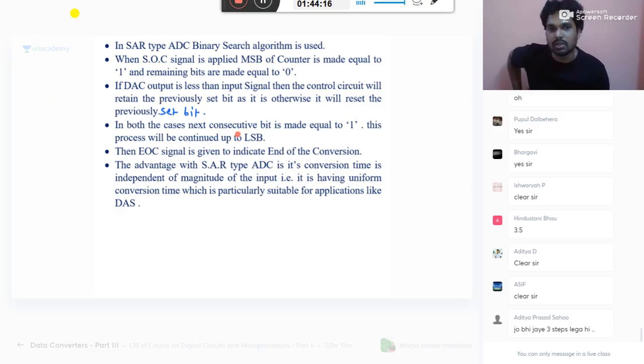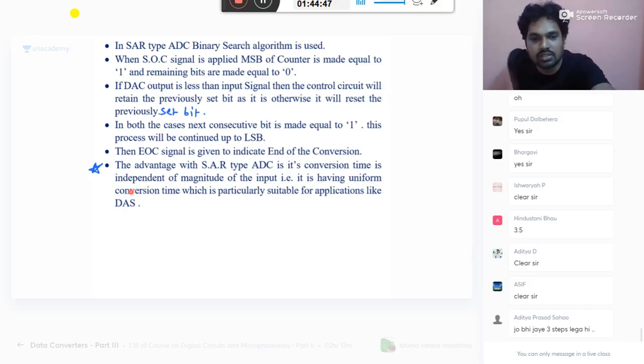This process will be repeated, continued up to the LSB, the last bit. Then the end of conversion signal is given to indicate the end of the conversion. The advantage of the SAR is, what is that? Conversion time is independent of the magnitude of the input. That is, it has uniform conversion time, not depending on your input strength, which is suitable for applications like DAS. We discussed DAS last lecture, data acquisition systems.